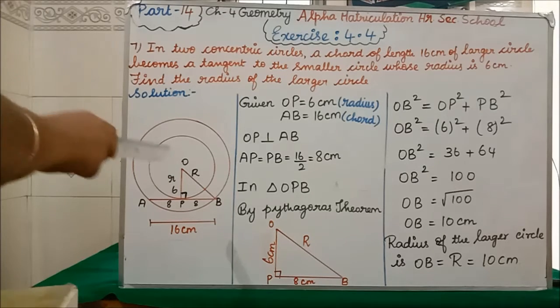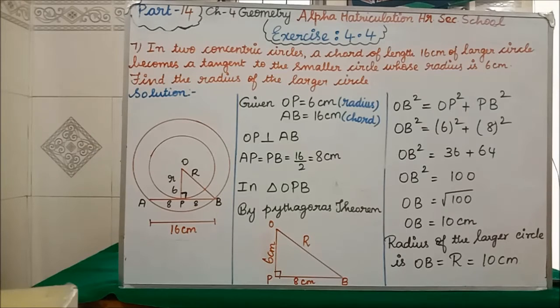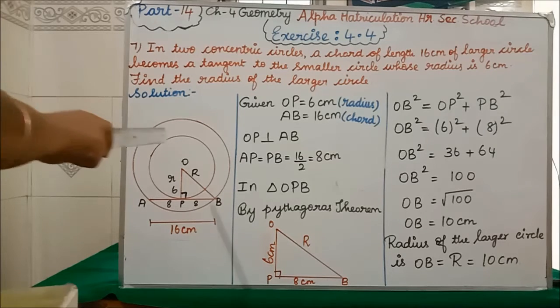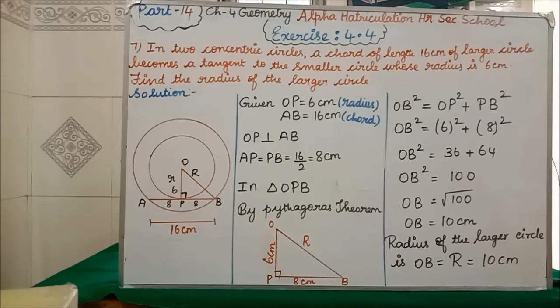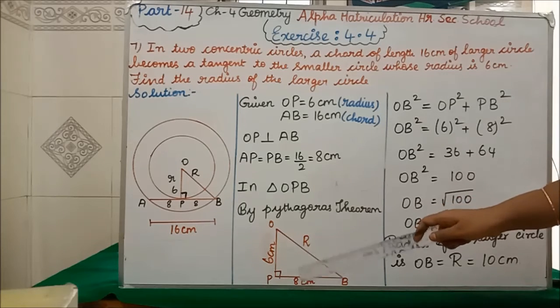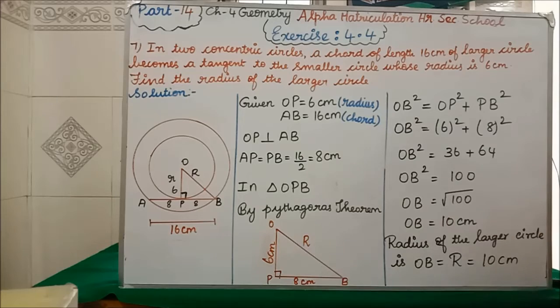Next, we want to find this capital R. So, we are taking the triangle OPB, the full triangle. See, I have drawn the triangle below. You see, this is a right angle triangle. At P we have 90 degrees. This length, OB, we have to find. That is our capital R, the bigger radius, the larger radius. Clear? Now, OP value we know is 6. I have written 6.